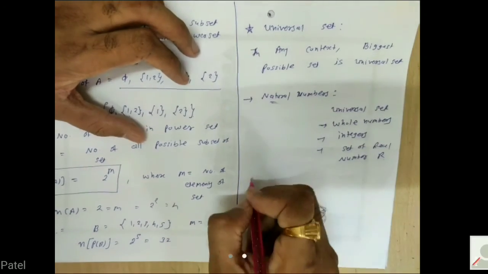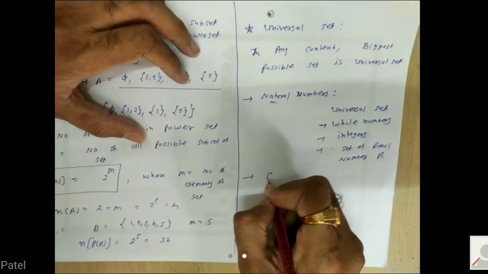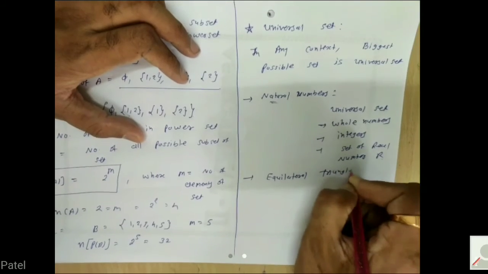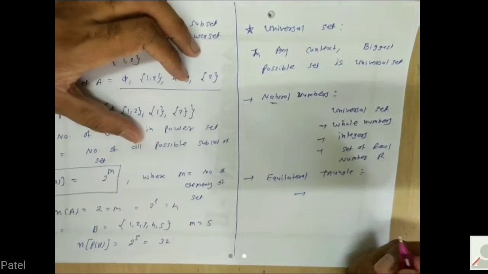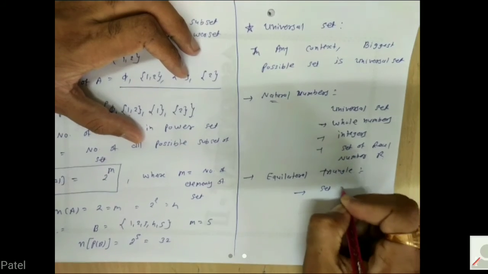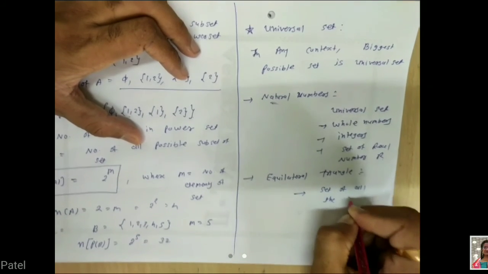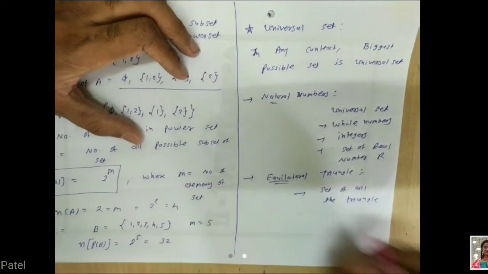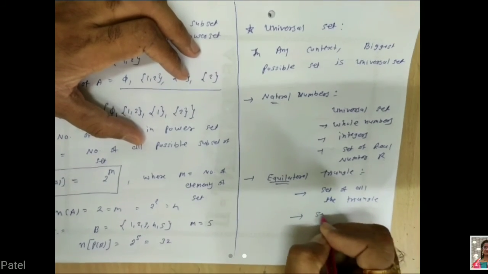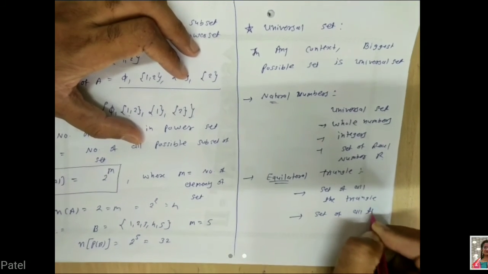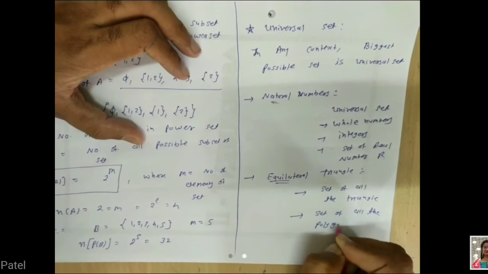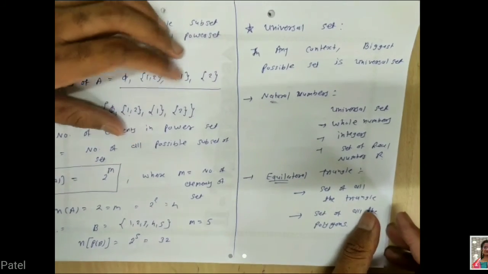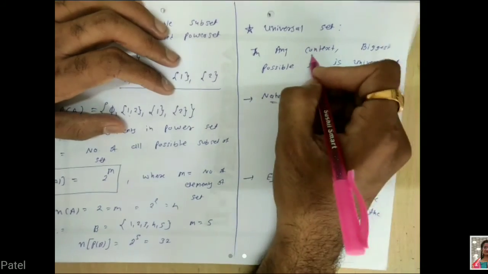Then, for example, if we are considering equilateral triangles, the set of equilateral triangles. If we are discussing equilateral triangles, what should be the universal set? We can say the set of all triangles. The set of all triangles can be a universal set for the equilateral triangles. Another one, the set of all polygons. The set of all polygons can be a universal set for the equilateral triangles. Done. So the biggest possible set in any context is the universal set.